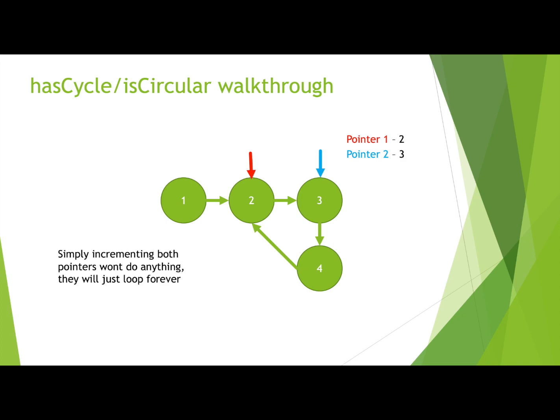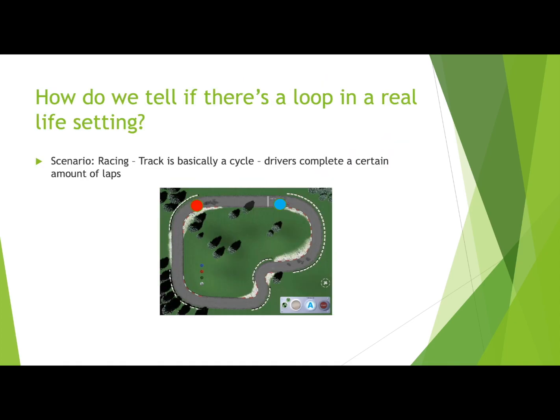So instead, let's think of an analogy here. How do we tell if there's a loop in a real life setting? Think of a racetrack. A racetrack is basically a cycle. Drivers have to complete a certain number of laps to win the race.